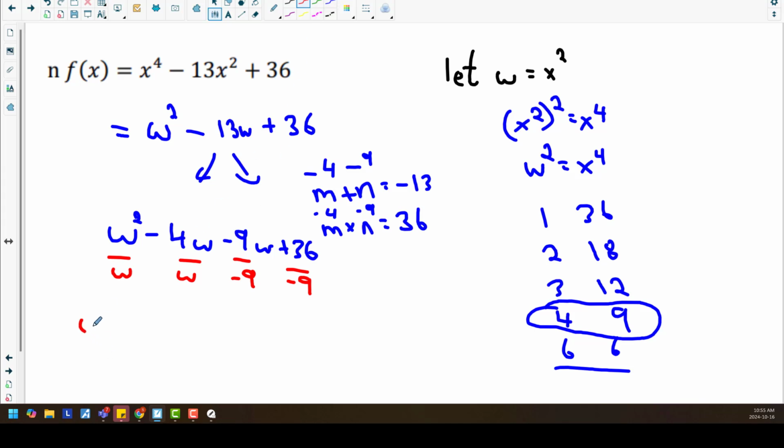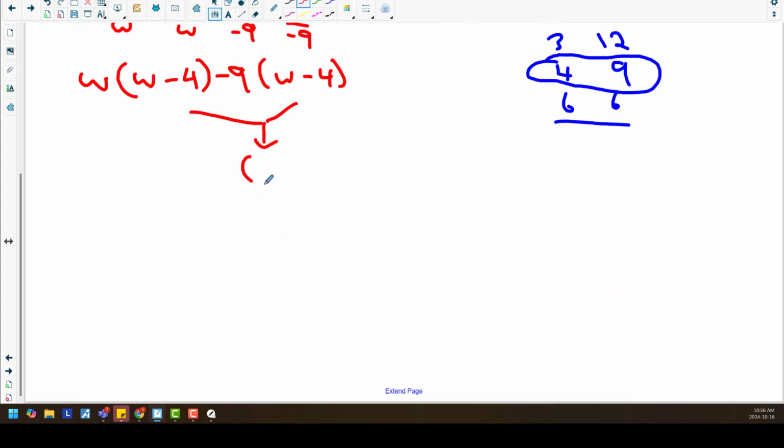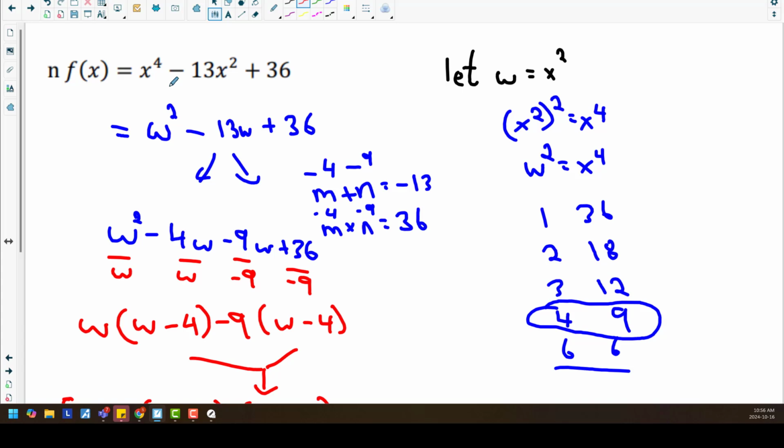So now we have w times w minus 4, and minus 9 times w minus 4. If you did it correctly, the brackets should be exactly the same, and that is the case here. And there we go. So we factored the initial equation. The only thing now is to rewrite the equation back in its original variable.